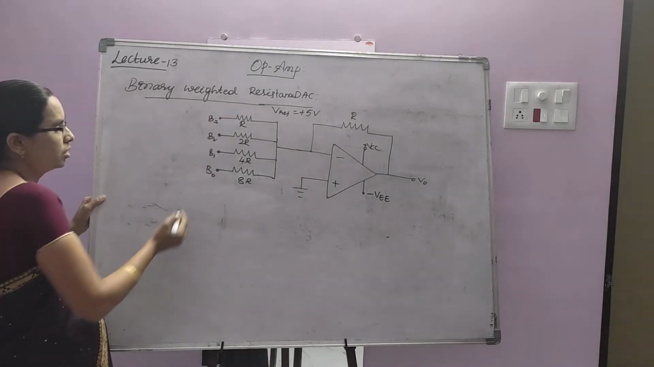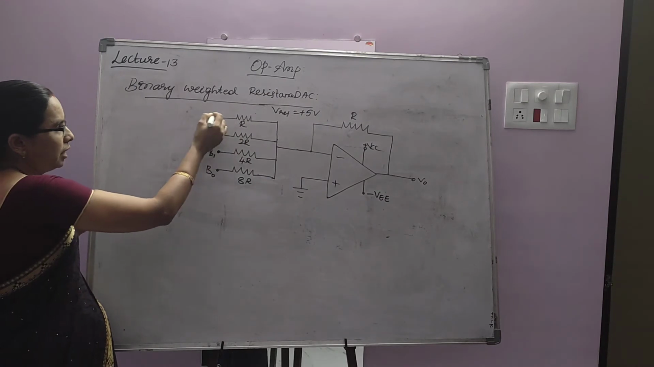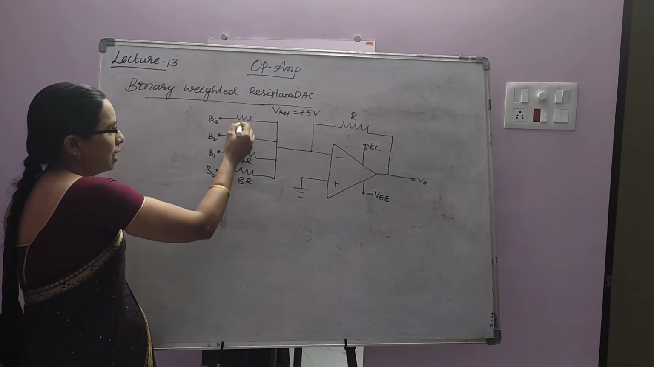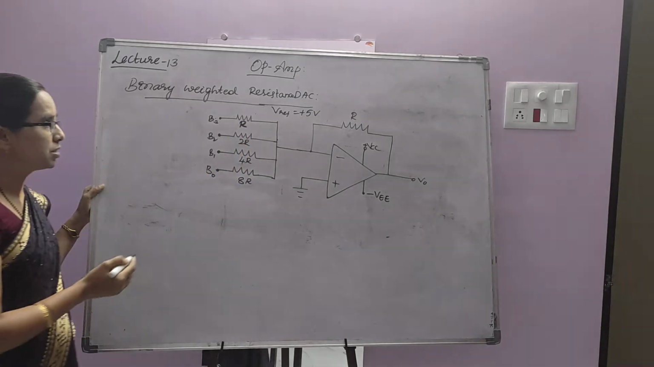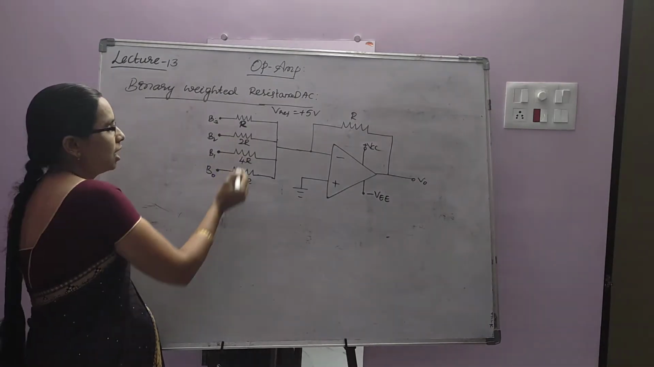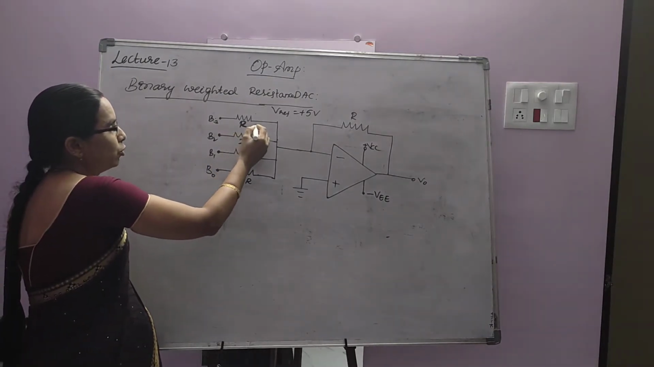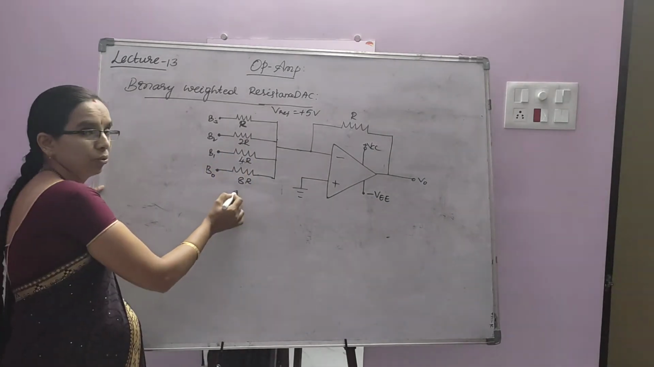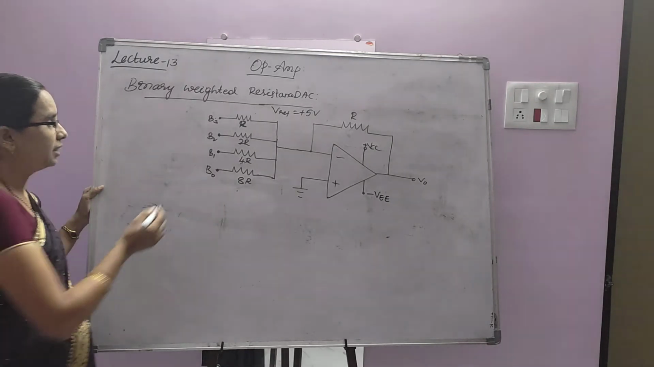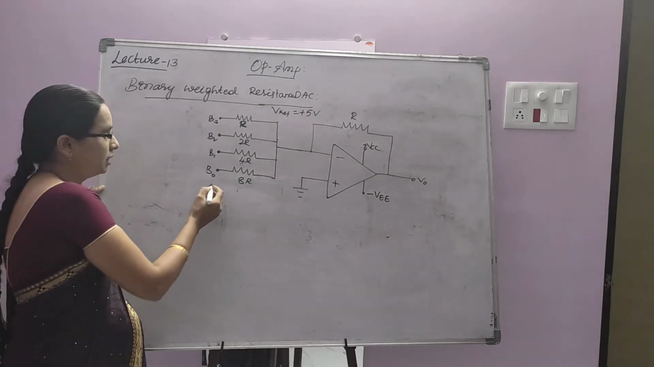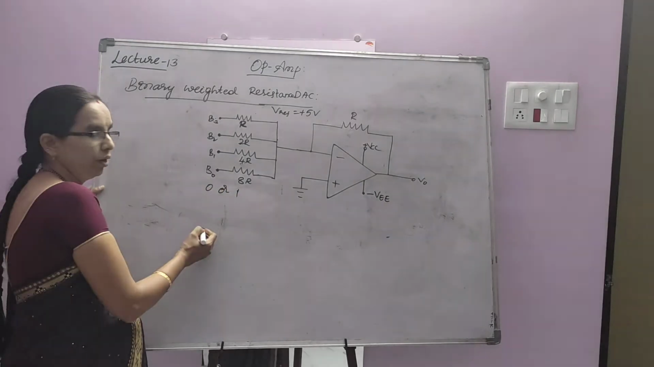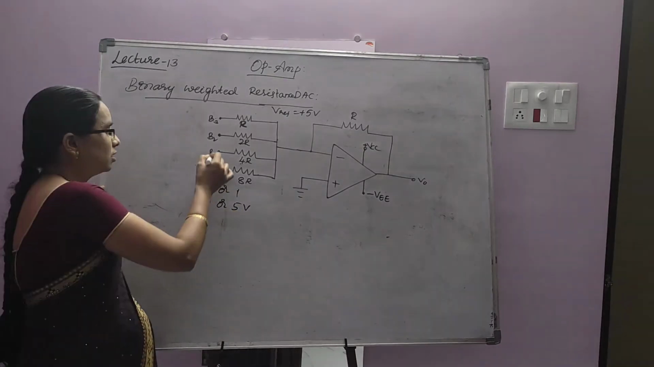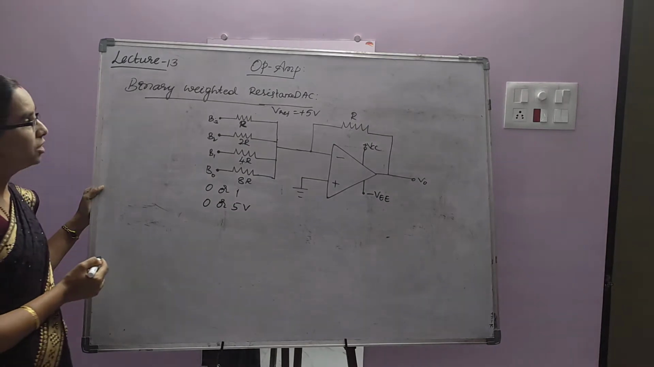These inputs, if you observe, why they are called weighted resistors, because the resistance values have a specific weight. That is, the first resistance is 2 power 0 into R, whereas the others are 2 power 1 into R, 2 power 2 into R, 2 power 3 into R. Okay, and these inputs are connected to either 0 or 1, that is 0 or 5 volt. These are the binary bits of the digital to analog converter.